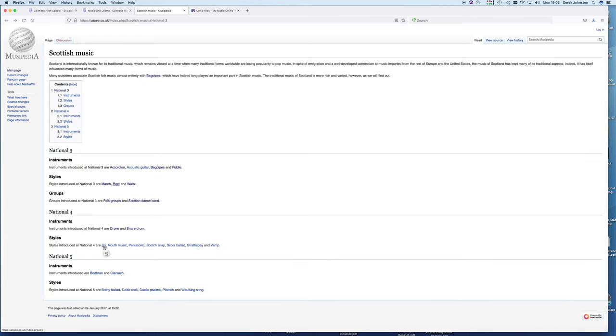Now a jig, right? You say strawberry, strawberry. 1, 2, 3, 1, 2, 3. The fast notes come along in groups of three. 1, 2, 3, 1, 2, 3.